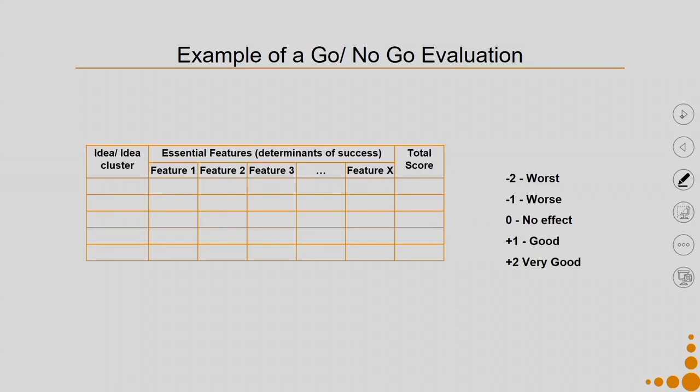So, this is one way in which you can do a go-no-go evaluation, where you write down your idea or idea clusters over here. Then you have a list of all essential features which according to your project are the determinants of success of the project. So you will write feature 1, feature 2, feature 3 and so on. If your idea 1 is doing very bad on that particular feature, you put a minus 2. If it is at the next level of bad, you put minus 1. If it has no effect on feature 3, or the feature 3 is absent, zero; plus 1 if the feature is being met in a well enough manner, and similarly the last one is very good. Then I can put a total score over here and this gives me a way of comparing my ideas. This is a qualitative way of doing a go-no-go evaluation.